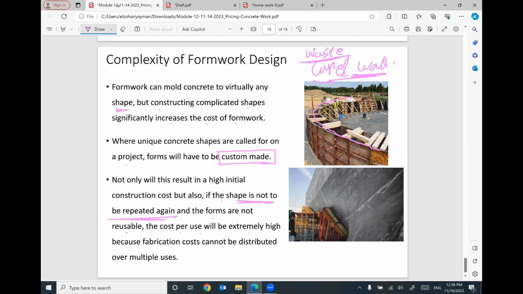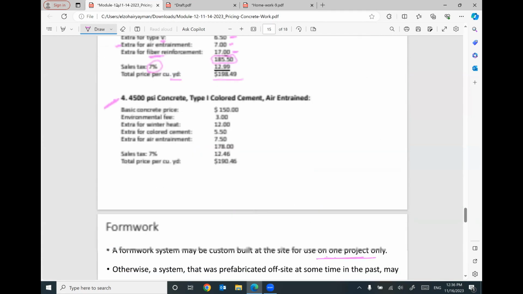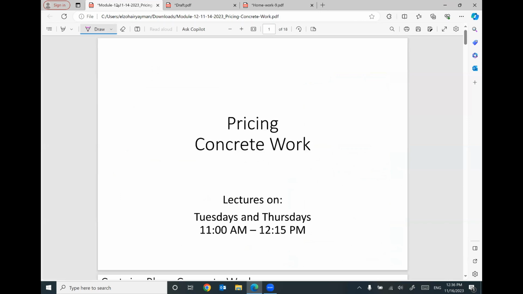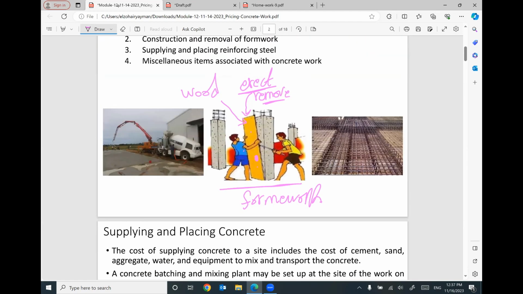This is the last part in this module. I covered in this module how to price the concrete work. I focused mainly on the concrete as a material based on the given specification. I focused on the labor and the equipment based on the technique that will be used to pour your concrete. I gave some introduction about the formwork and some about the steel reinforcement.